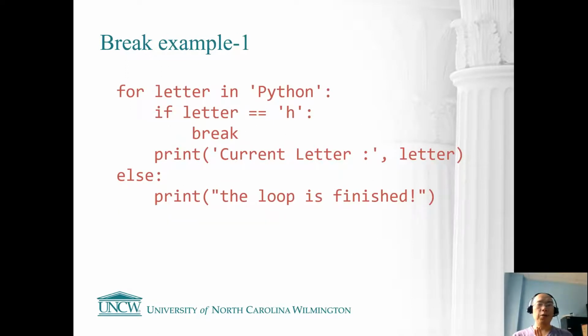Okay, so let me show you an example. For letter in Python: so we are visiting the string Python, one character after another. And then we have the if statement. If the current letter I'm visiting is an H, then I just do a break. Because, say, for some weird reason, I really don't like the letter H, so I just break. By doing a break, even though I haven't finished all the items in the for loop yet, as long as I see an H, I'm going to stop running the whole iteration, not just the current run. I'm stopping the whole iteration.